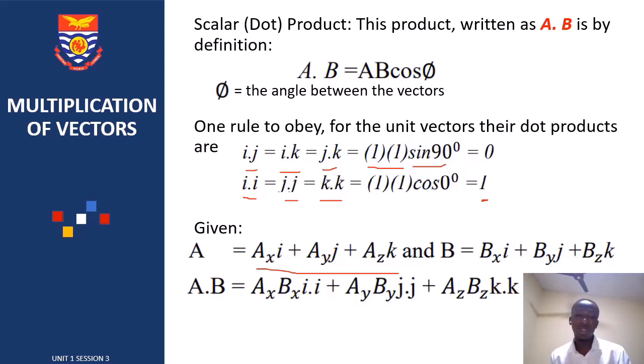So the best possible way of doing this is just multiplying the ii, jj, and the kk, so that we get Ax multiplying Bx, and Ay multiplying By, and Az multiplying Bz. So that at the end, the i that we are having here will multiply itself, and from the rule we'll get 1. Likewise for the j and likewise for the k.